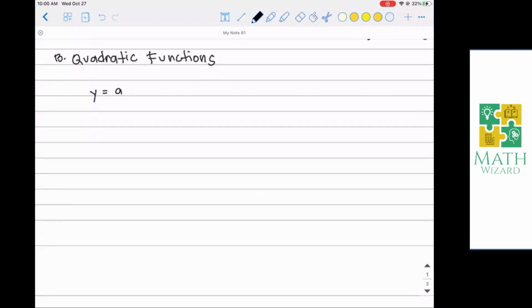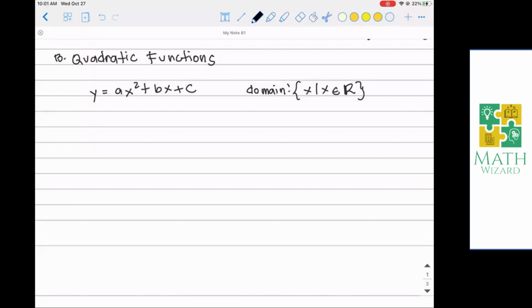Y is equal to ax squared plus bx plus c. Okay. Quadratic functions. Getting the domain and range of a quadratic function. If it's in the format of y is equal to ax squared plus bx plus c, ang domain natin is x such that x is the set of all the real numbers. Okay? So yun yung domain natin kapag it's a quadratic function.